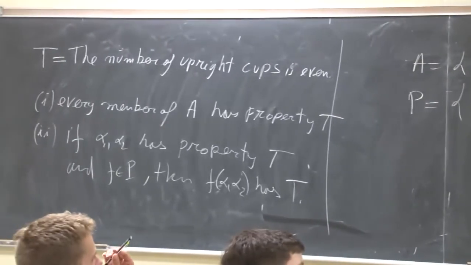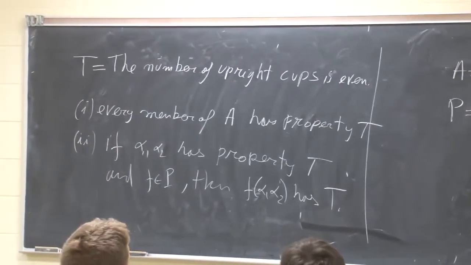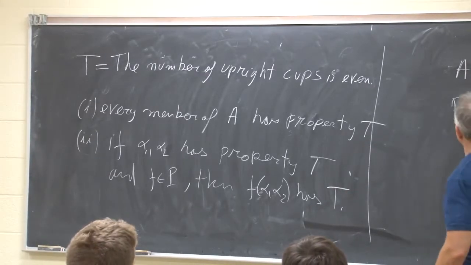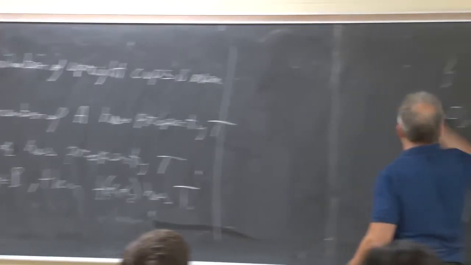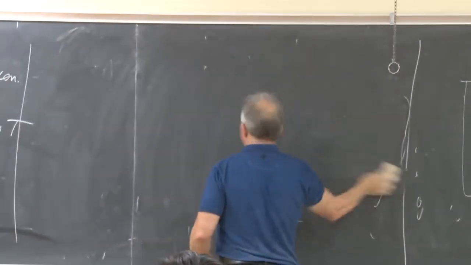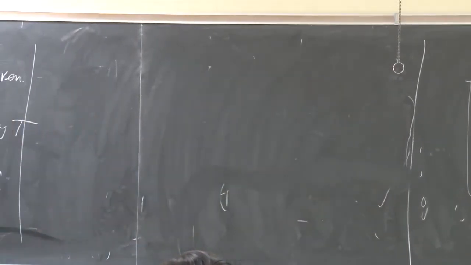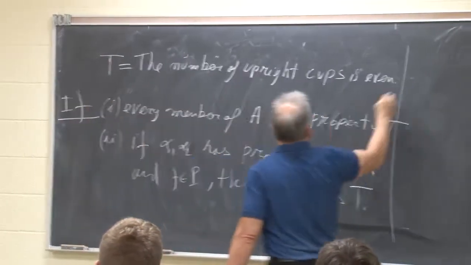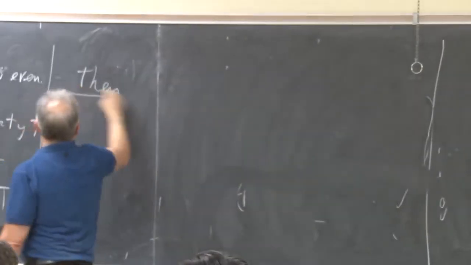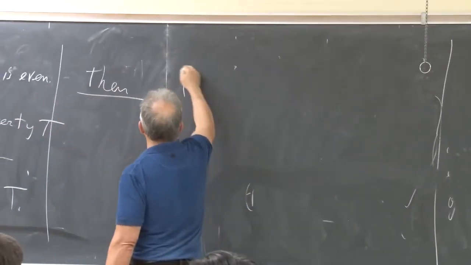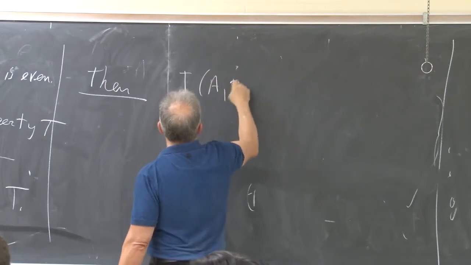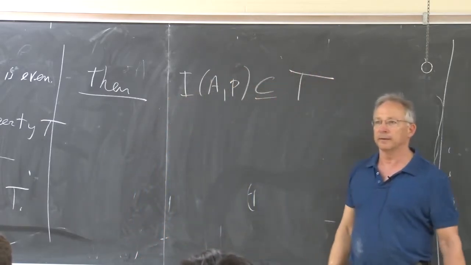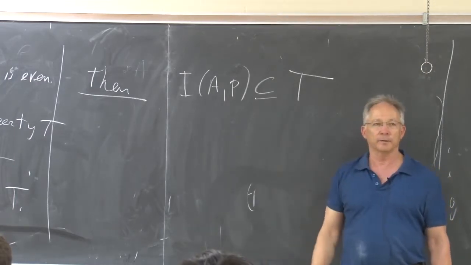Can you give me a formal argument why showing these two requirements implies, let's write it like this: if I have these two requirements, then every member of IAP has property T. I can write it like this. So why can I make this conclusion?